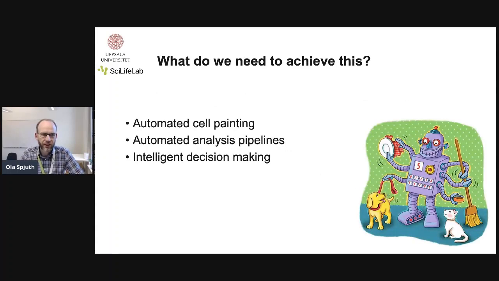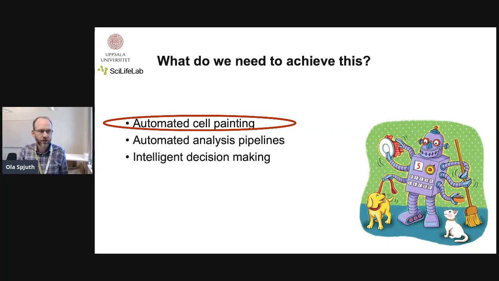So what do we need to achieve this? Well, we need automated cell painting so that we can carry out these experiments as automatically as possible. We need to automate the analysis pipelines. And then we also need a component for intelligent decision making on how to proceed. Today I will talk mostly about how we automate the cell painting.